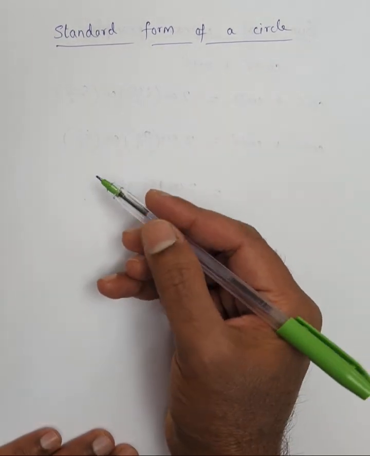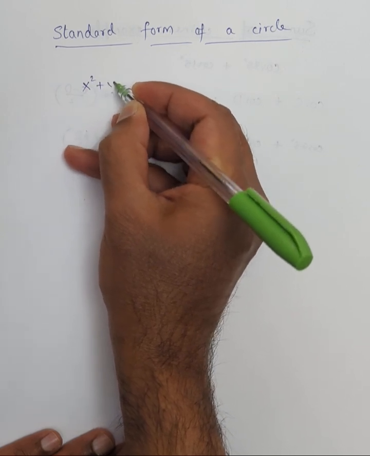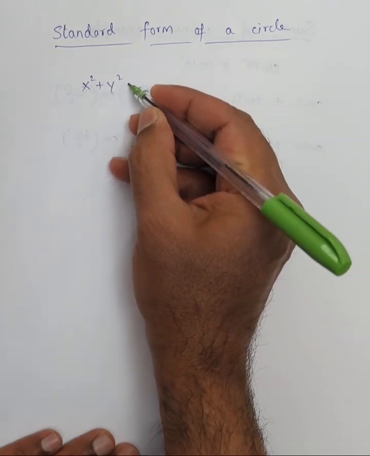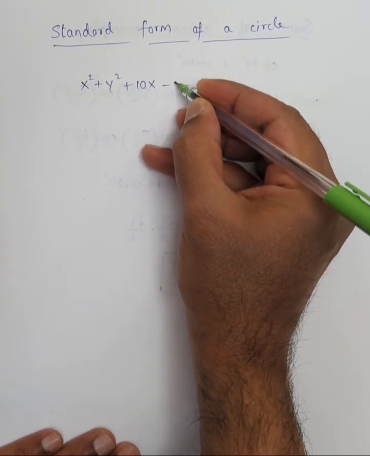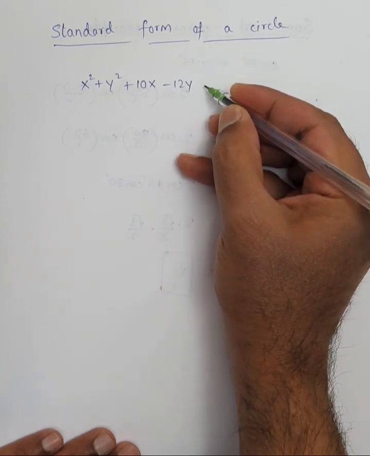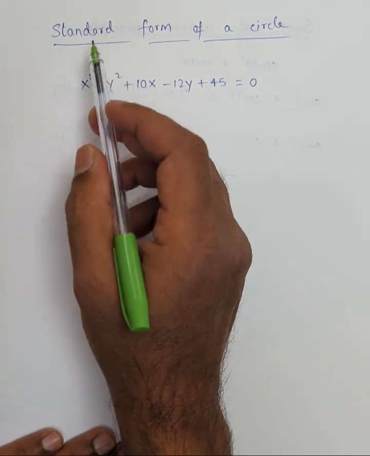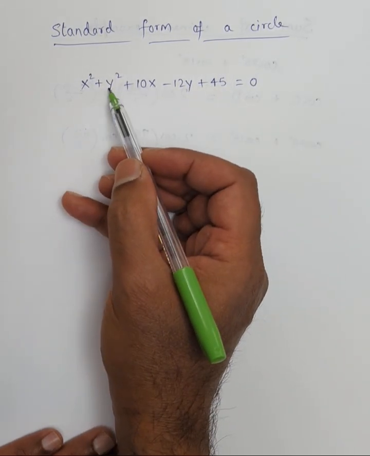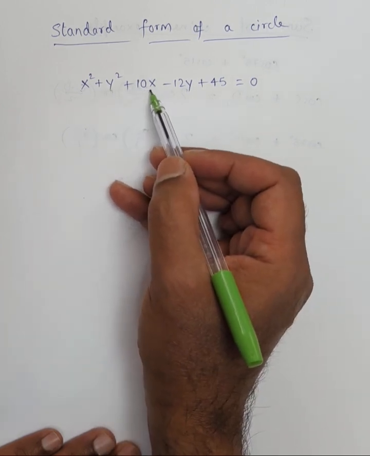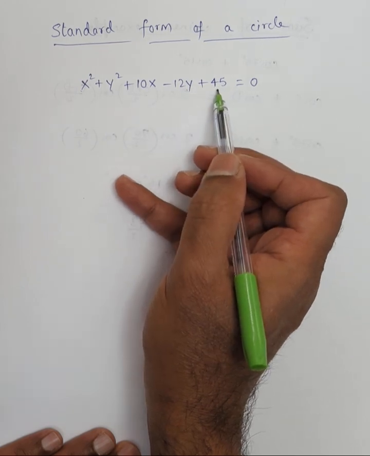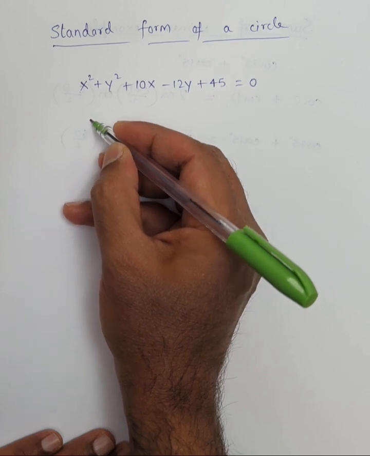Standard form of a circle. It looks like this: x² + y² + 10x - 12y + 45 = 0. So here is the thing about standard form. The x² and y² coefficients are 1, and then you have some x coefficient, some y coefficient, and some constant.